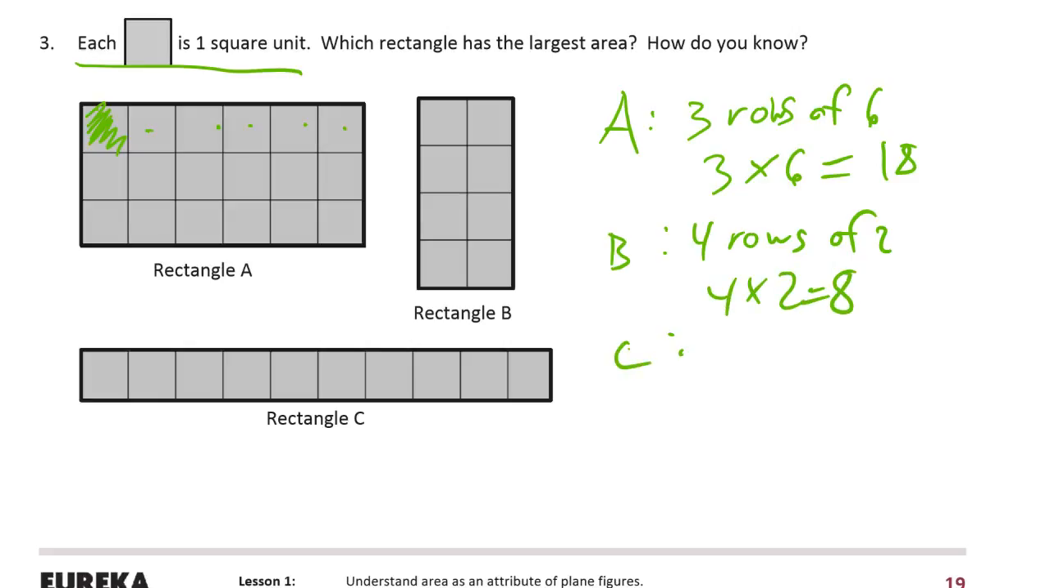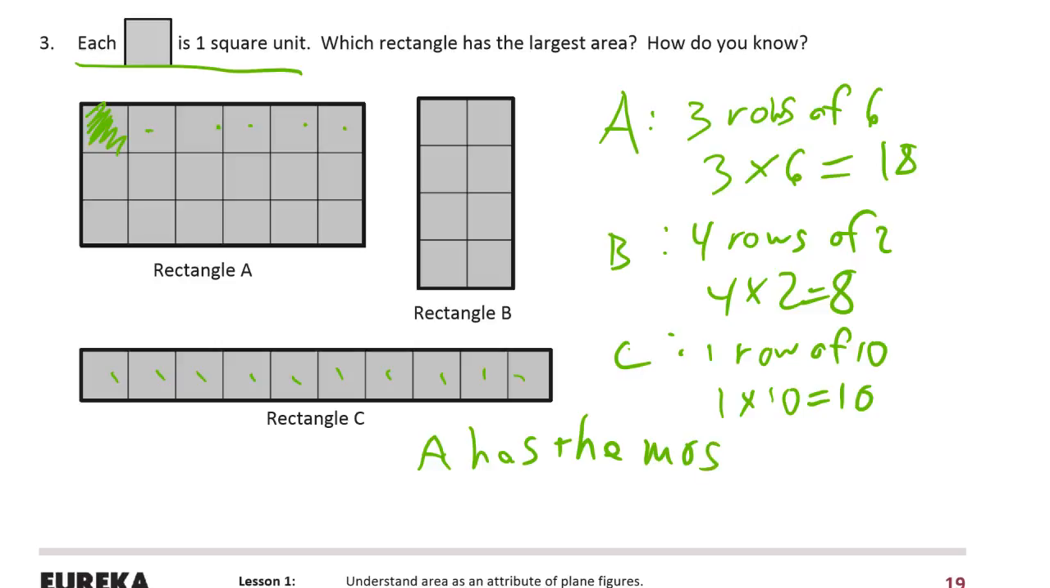And rectangle C, 1, 2, 3, 4, 5, 6, 7, 8, 9, 10. Rectangle C is 1 row of 10. A has the most squares. And this is how you know. This is your explanation right here.